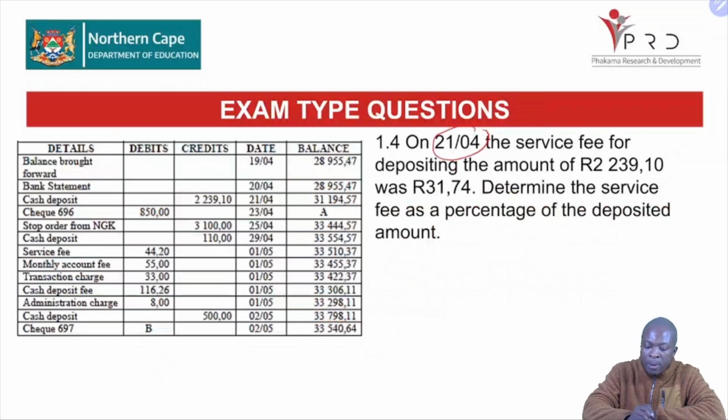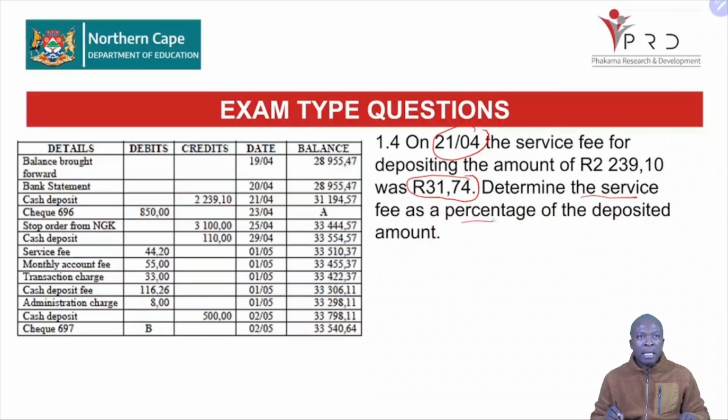On 21 April, the service fee for depositing an amount of 2,239.10 cents was given as 31 rand 74. Determine the service fee as a percentage, meaning that amount of 31 rand 74 as a percentage of the amount that you deposited. How do you write it? Can you write it quickly? This one, 2 minutes, learners. Let's go. This amount as a percentage of the amount that you deposited. How do you do it? 2 minutes.